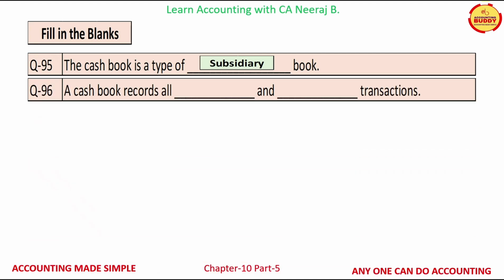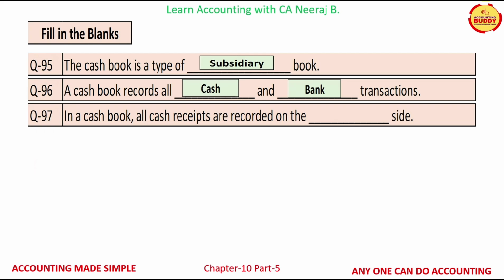Question number 96. A cash book records all dash and dash transactions. And the correct words are cash and bank transactions. Question number 97. In a cash book, all receipts are recorded on dash side. And the correct word is debit side.